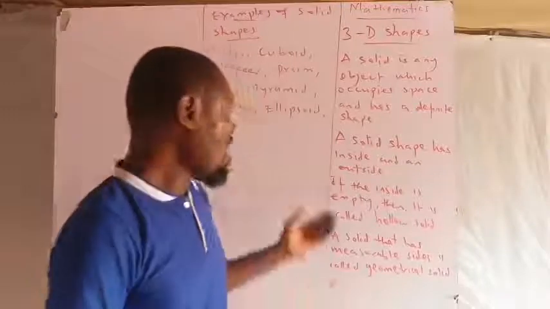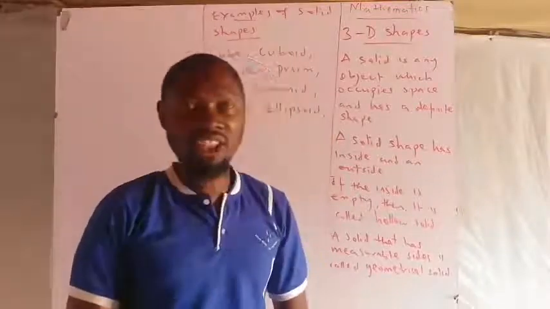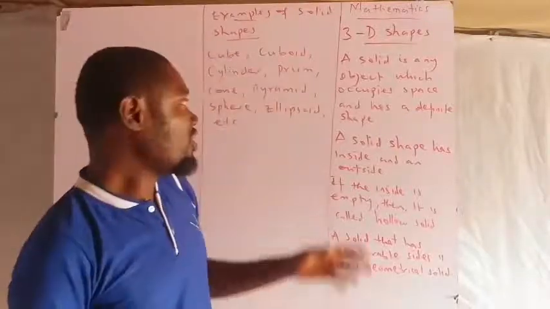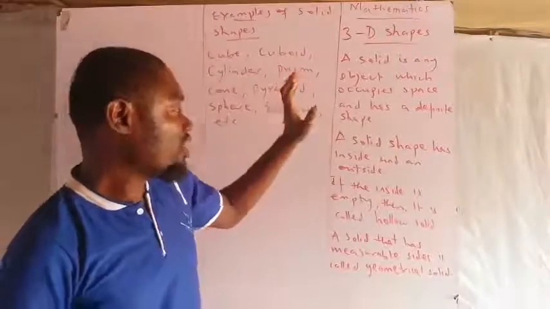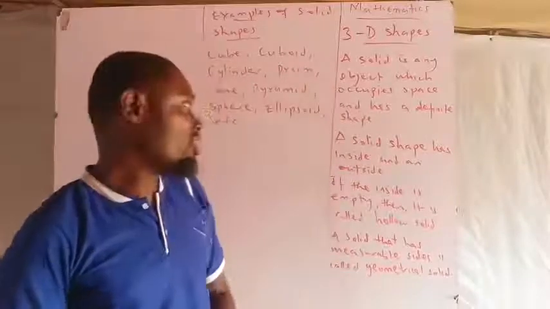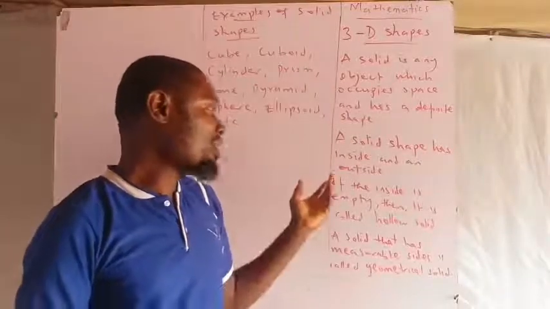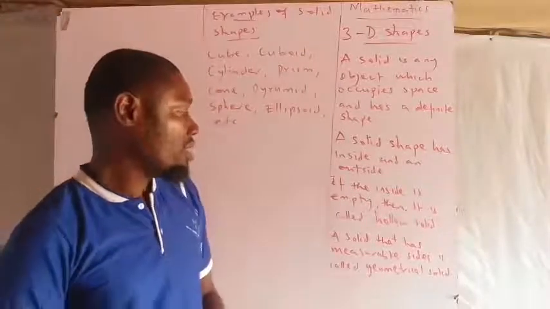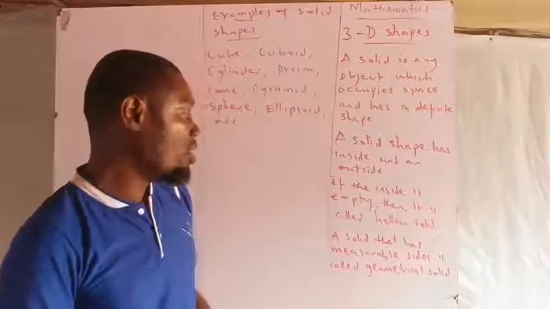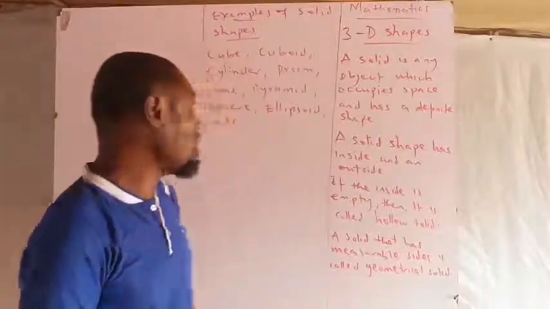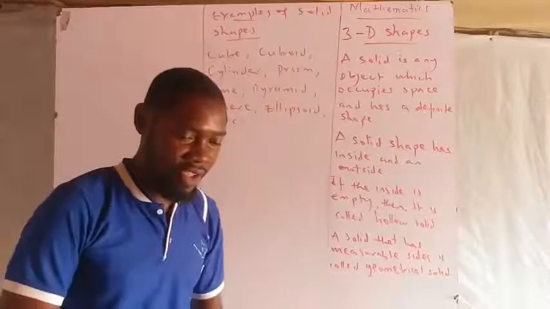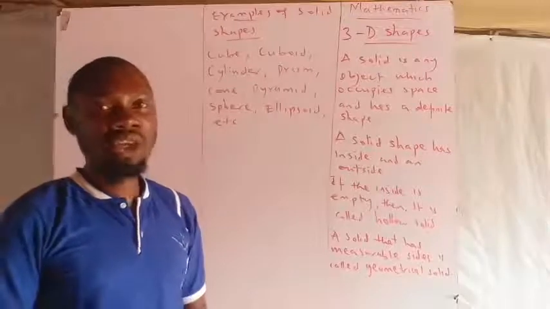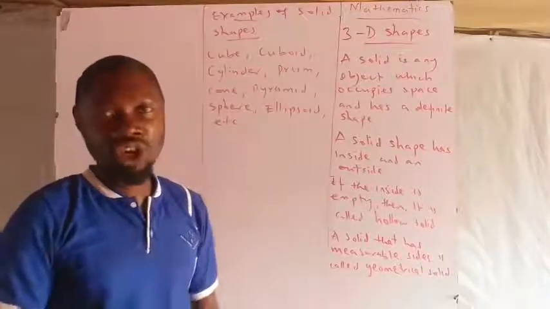So today we have considered the three-dimensional shapes, and I said they are also called solids. Any shape that is solid is also a three-dimensional shape. I said it has the outside and the inside. If the inside is empty, it is called hollow solid. And I said a solid shape that is measurable is called geometrical solid. And I've given us examples of three-dimensional shapes. Carefully go through your class and ensure you get the best out of the class. Remain studious. Thank you.